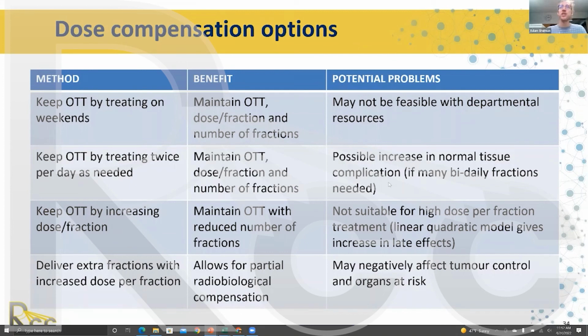So if you've missed a fraction, or if you missed, say, a week of treatments early on for cervical cancer, don't do BID every day the next week. Maybe do BID once a week for the subsequent 4 weeks so that you have greater chance of repair, but keep your overall treatment time. Another method is you can keep your overall treatment time by increasing dose per fraction.